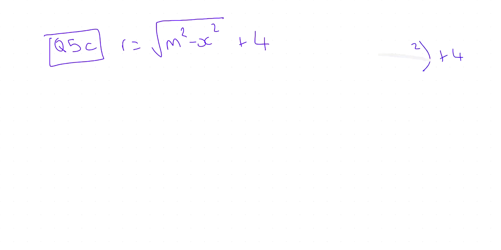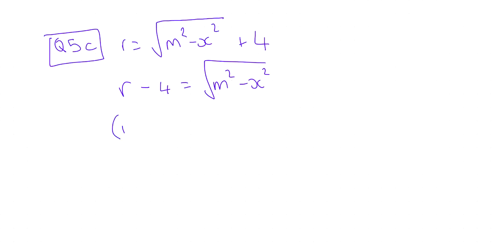All right, let's have a go at this one. So the first thing I'm going to do is get rid of this 4. So let's subtract 4 over here. And I've got m squared minus x squared. All right, now we need to undo this square root. So just a reminder, you can't just square first and last terms. I have to square the entire thing.